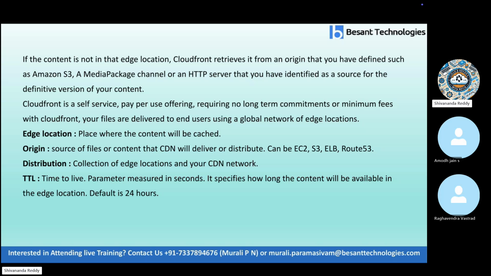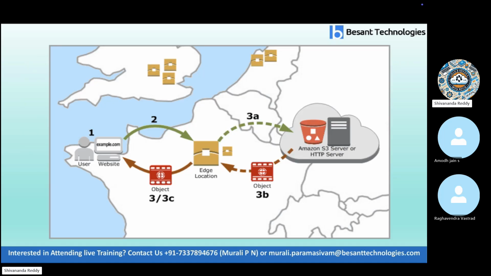Your files are delivered to the end users using a global network of edge locations. Edge locations are the places where the content will be cached. Origin is the source of the website content delivered, like EC2, S3, ELB, Route 53, any of the services. Distribution is the collection of edge locations, your CDN server network. TTL, time to live, is a parameter measured in seconds. It specifies how long the content will be available in the edge location. Default is 24 hours.